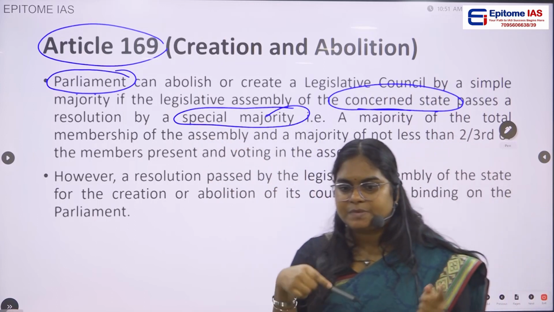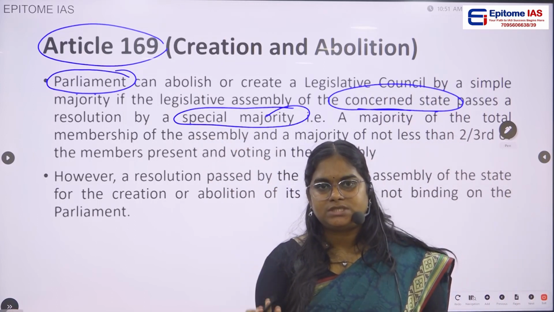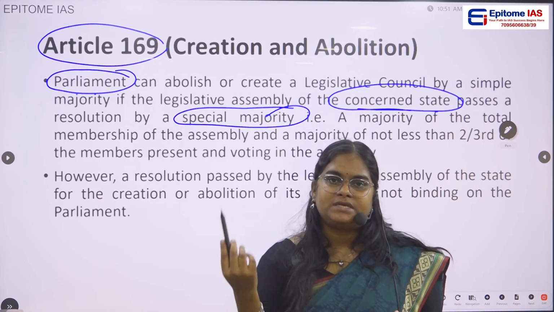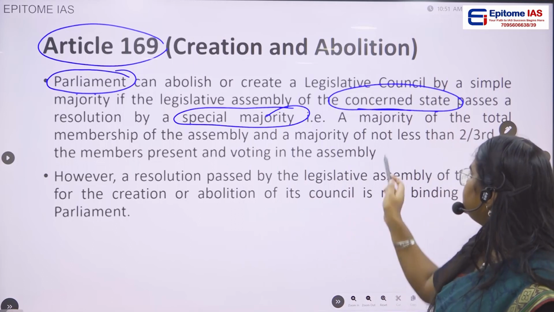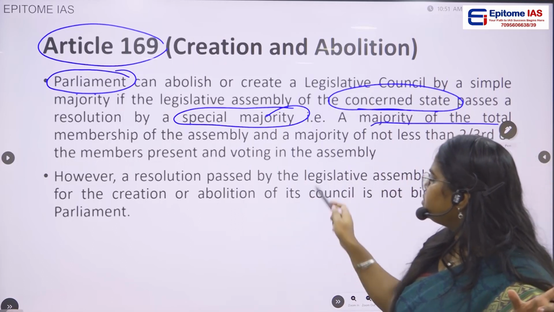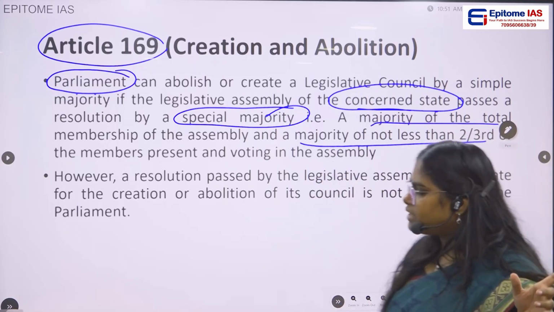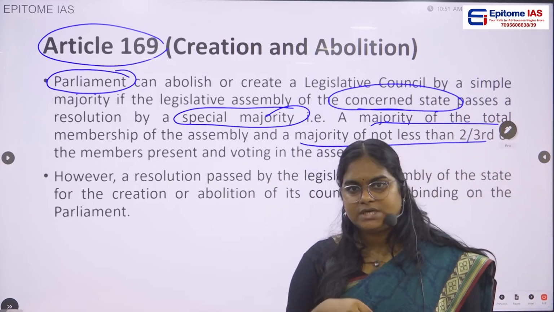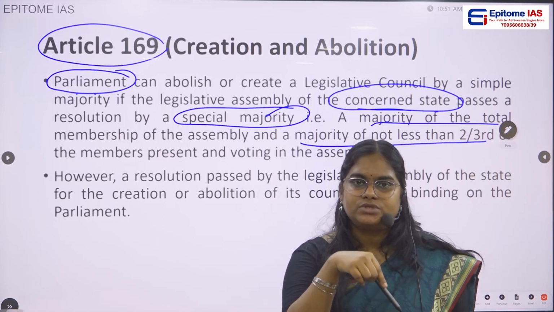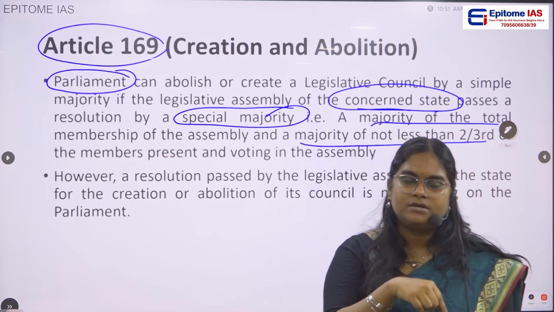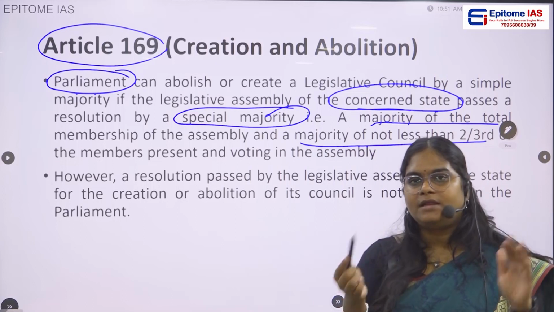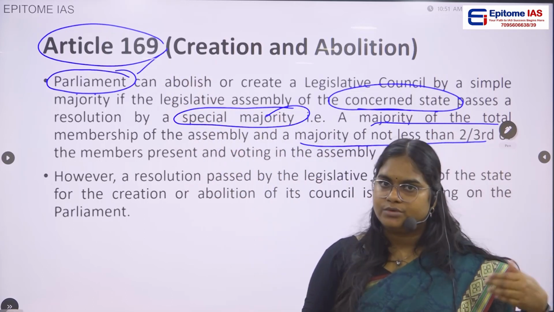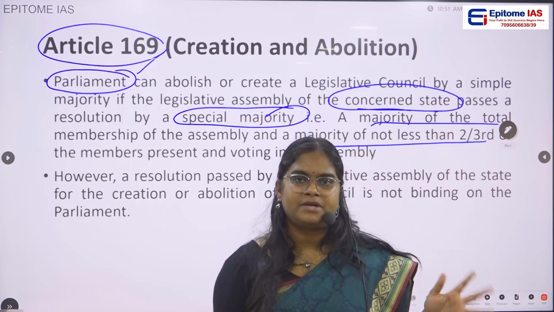So let's say this particular state wants to create a new legislative council, then this state should pass a resolution with the special majority, that is a majority of total membership of the house and a majority not less than 2/3 of the members present and voting. So this much majority is needed. Once the resolution is passed by the state legislature, then the parliament with a simple majority can create a new legislative council for that particular state.